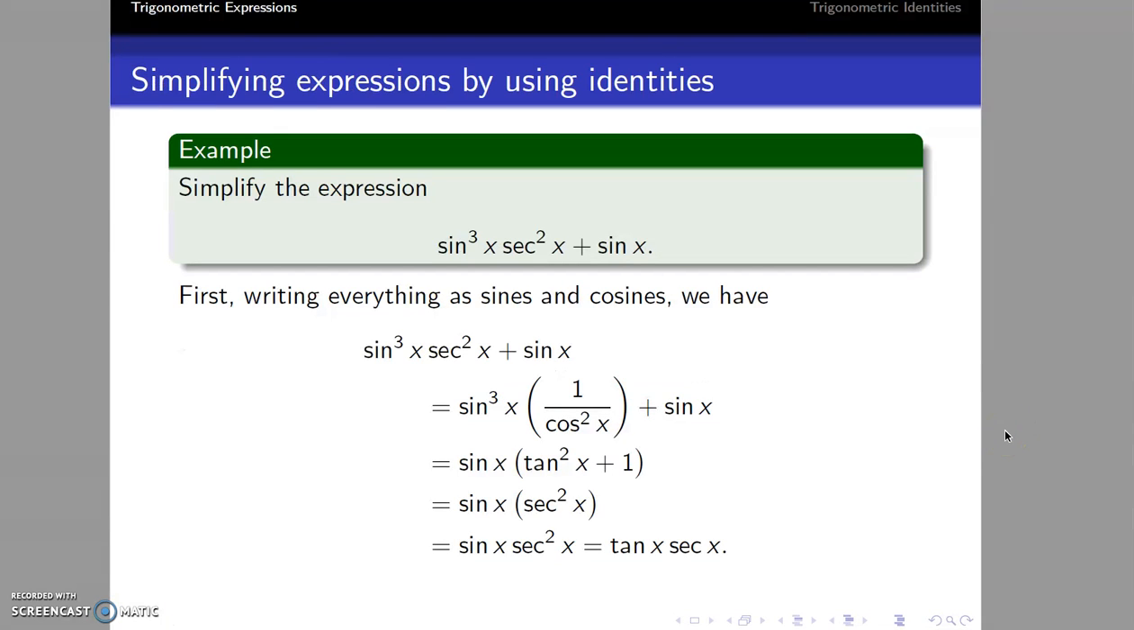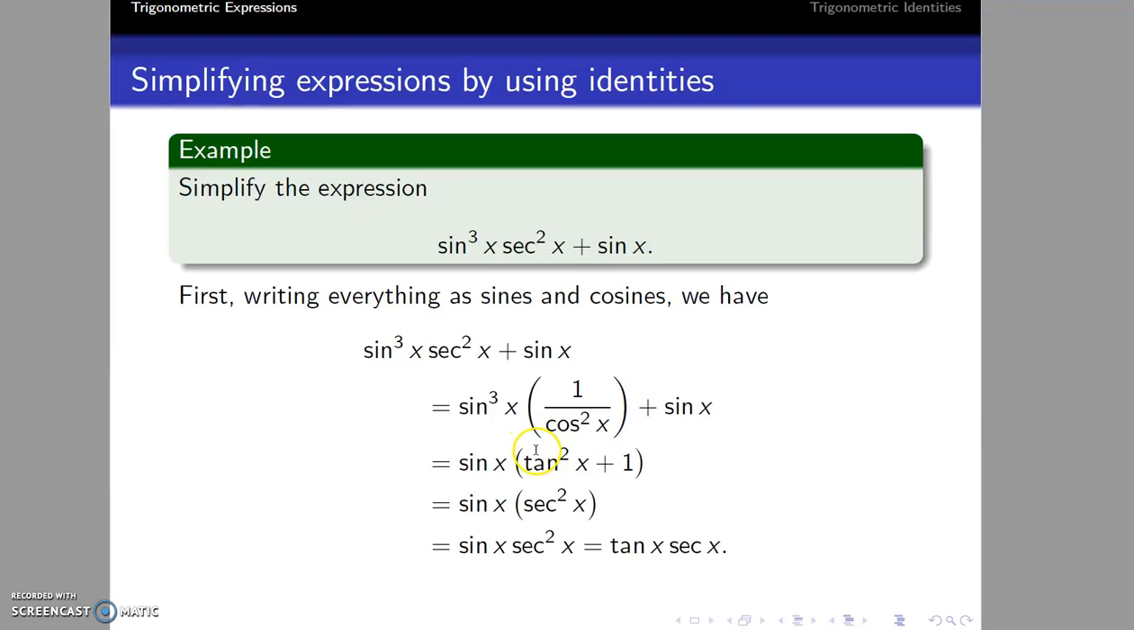So, as promised, the example. Suppose I wanted to simplify the expression sine cubed x secant squared x plus sine x. We can do that. And we might want to do that because that's a lot to look at. If I were to compute this, I would have to find a sine, cube it, find a secant, square it, and then take the sine again, multiply all that, add it. There's quite a few operations to be done here. Alternatively, I could first write the secant as 1 over cosine squared. And so I'm looking at sine cubed over cosine squared. That's sine times tangent squared. I've got plus 1 sine over here.